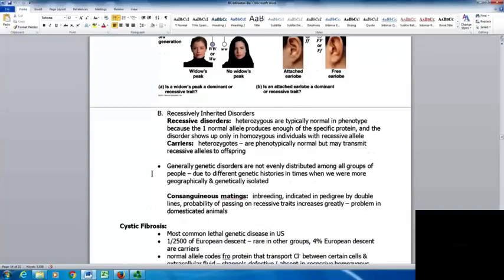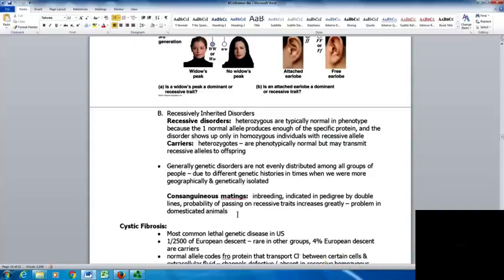What we see with genetic disorders is they're not evenly distributed among all groups of people. This is due to the fact that we have different genetic histories and times when we were more geographically and genetically isolated. Even though we all have access to hopping on an airplane and finding a mate on the other side of the planet, we're still most likely to find one that is close to home. However, you don't want to find one that is too close to home.